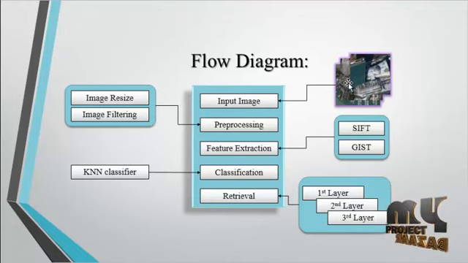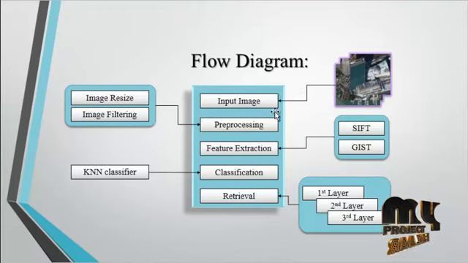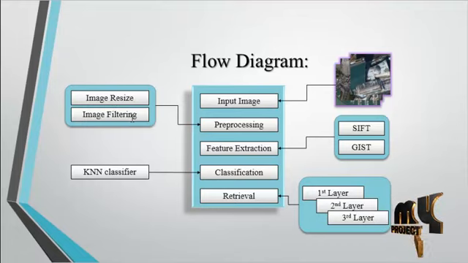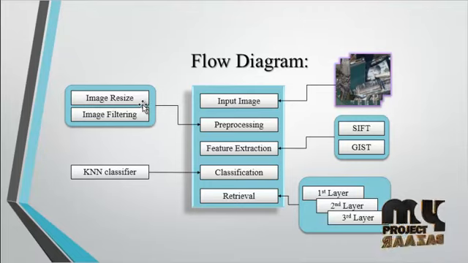After getting the input image from the dataset, pre-processing is carried out. In this pre-processing step, two major modules are done. The first is image resize and the second is image filtering. Image resize is the process of resizing the resolution of the input image to various sizes. After the image resize, image filtering is carried out using the Gaussian filter method.